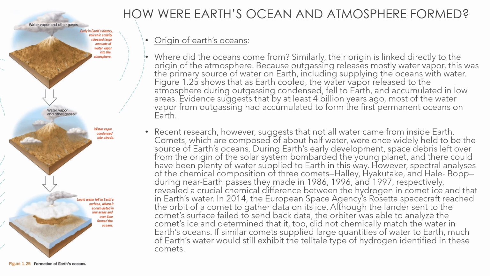So some water came through via comets as well. Comets, which are extraplanetary objects, are composed of about half water. They were once widely held to be the source of oceans. During early development, space debris left over from the origin of the solar system bombarded the young planet, and there could have been plenty of water supplied to Earth in this way as well, because the solar system was developing. There was a lot of debris.